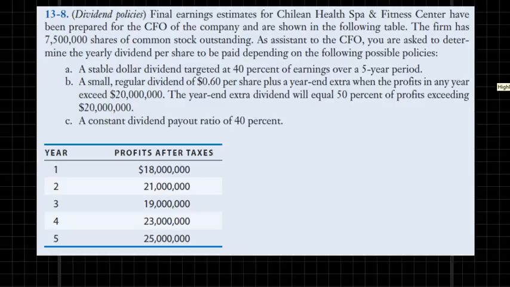So we have a company which currently has 7.5 million shares outstanding, and as the assistant of the CFO, you are to determine the yearly dividend per share to be paid to shareholders depending on the following policies. So we have three different parts to the question. Let's have a look at the first part, part A: a stable dollar dividend targeted at 40% of earnings over a 5-year period.